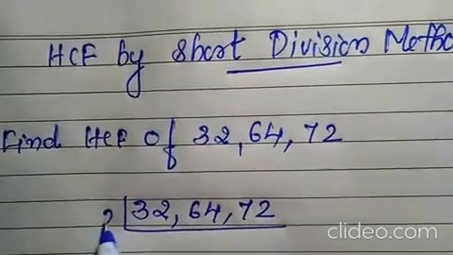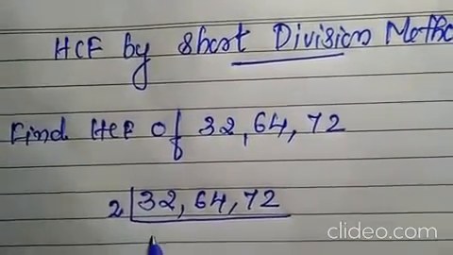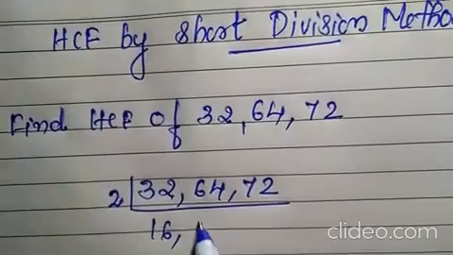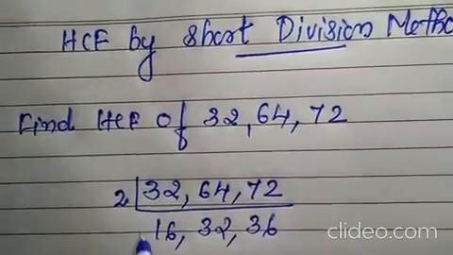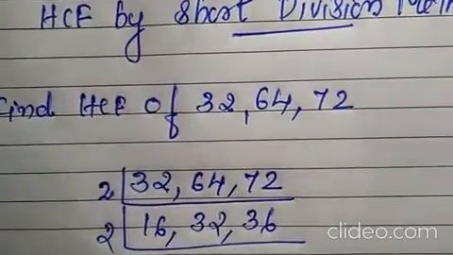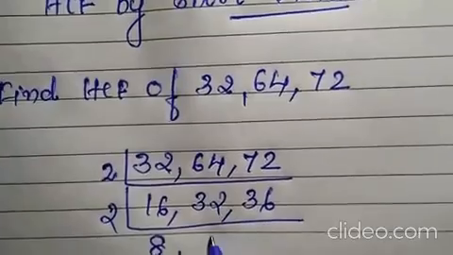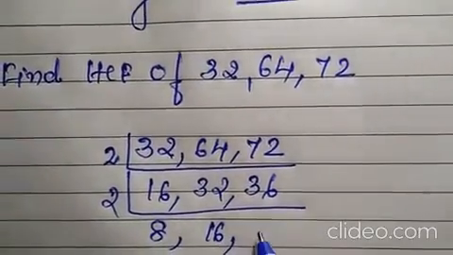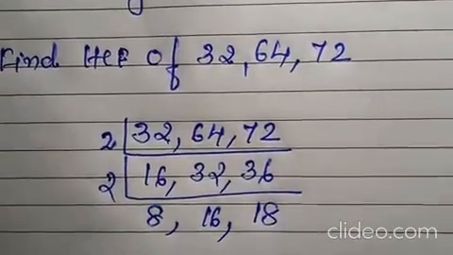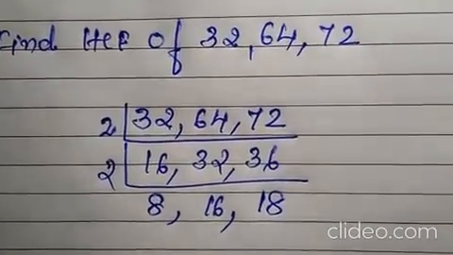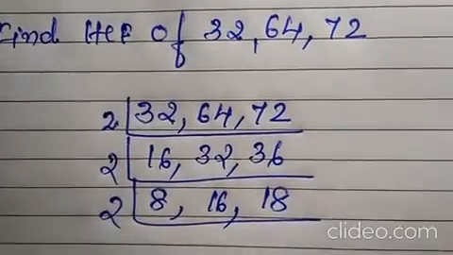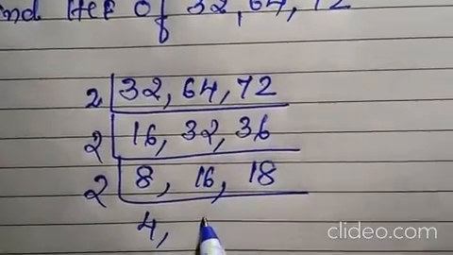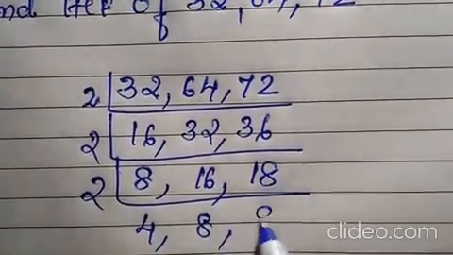So do it with a 2. 2 is possible for all. Okay. So 32 gives 16, 64 gives 32 and this one is 36. Next, again with the 2. 2 8s are 16, 16 2s are 32 and 18 2s are 36. Understood? Again, which number is possible common for all? 2 is there, is it? So 4, and this one is 8 and this one is 9.